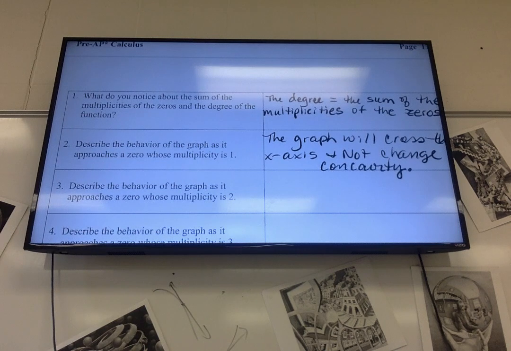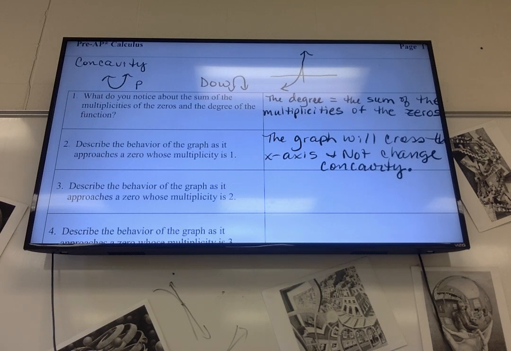When you're talking about concavity, if it's concave up, then it looks like the U in the word up. It goes this way. And if it's concave down, then it looks like the N in the word down. So if it doesn't change concavity, then the graph continues. Like you said, it just keeps going.